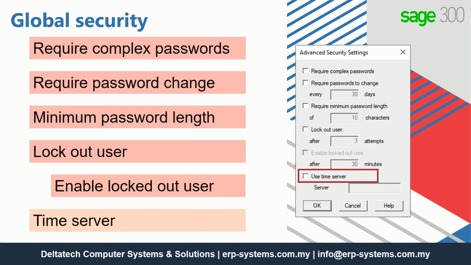The time server setting is for synchronizing time between the Sage 300 workstations and a particular server. If you want to restrict user access to Sage 300 by time, select this option and specify a time server.